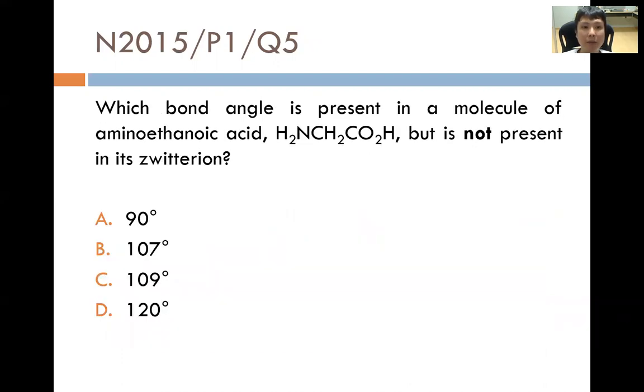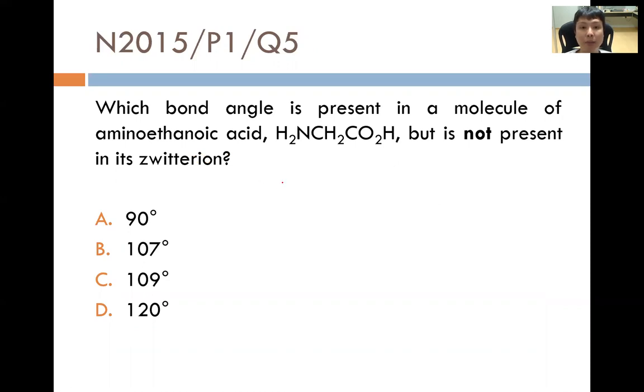November 2015, paper 1, question 5. What bond angle is present in the molecule of aminoethanoic acid, but is not present in the zwitterion? So I understand that you have not learned the zwitterion. This is covered properly in the topic of organic chemistry, but I'll just quickly go through it for the purpose of this question.